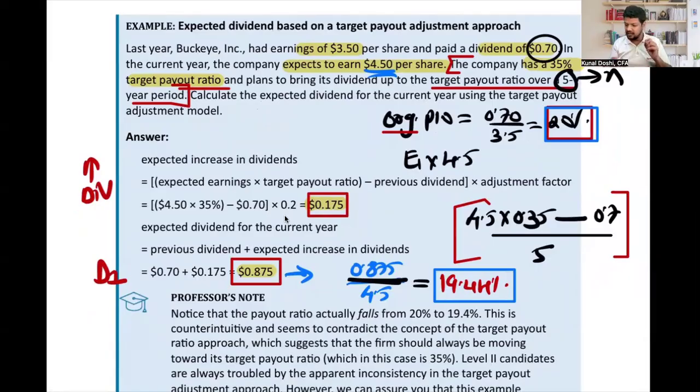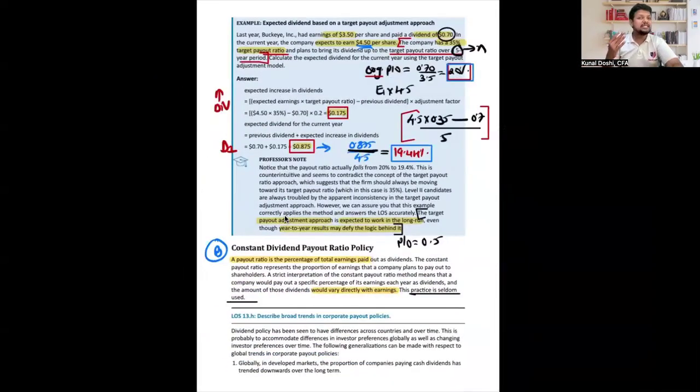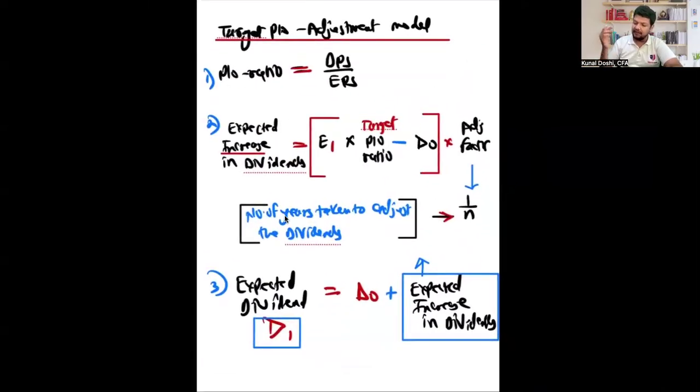Now, this is completely in contrast to the constant payout ratio, which is theoretically correct, but rarely do companies do this. Understood, everyone?